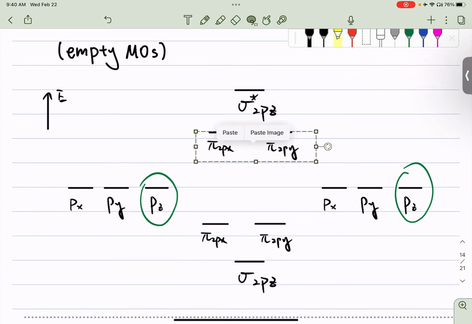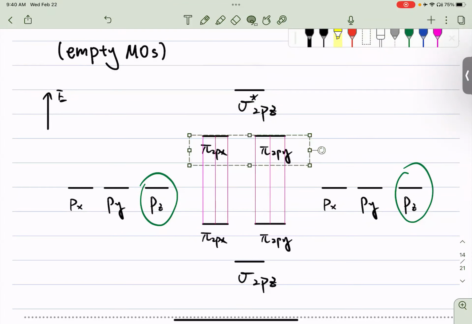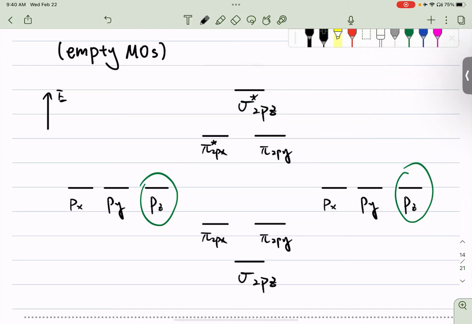Likewise, it has a smaller stabilizing factor in 2px and 2py. It also has a smaller destabilizing factor in the pi star molecular orbitals. So here is what the energy correlation diagram looks like, just for empty orbitals; we're not putting electrons in there yet. One thing that we briefly mentioned is that these pi and pi star molecular orbitals are degenerate.